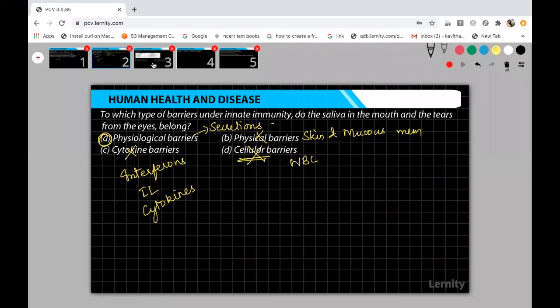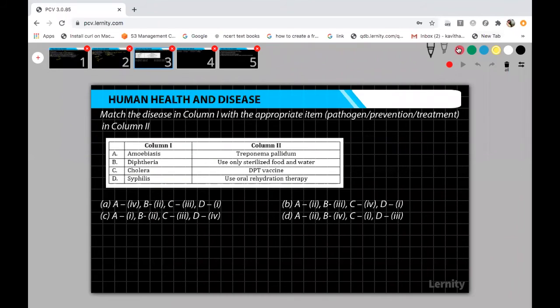Then they are said to be physiological barriers, because all the secretions in your body come under your physiological barrier. Okay. Now the third one, match the disease in column 1 with the appropriate item. It can be pathogen, prevention, treatment, something relating to that. Amoebiasis, you know what is amoebiasis? Amoebiasis is amoebic dysentery. Whenever we get dysentery, our body will get dehydrated. Yes, it is caused by contaminated food and water. So it can be sterilized food and water.